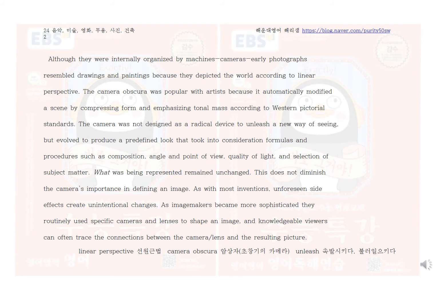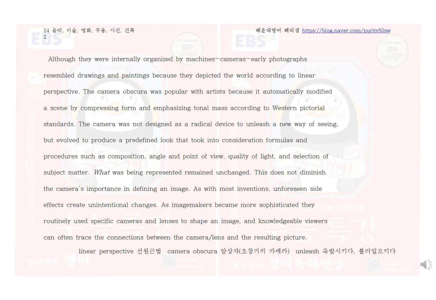Exercise 2. Although they were internally organized by machines, cameras, early photographs resembled drawings and paintings because they depicted the world according to linear perspective. The camera obscura was popular with artists because it automatically modified a scene by compressing form and emphasizing tonal mass according to Western pictorial standards.